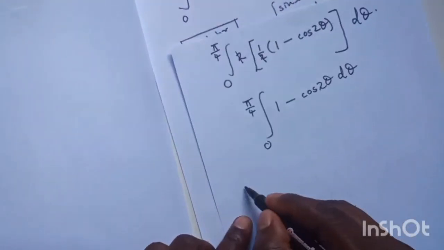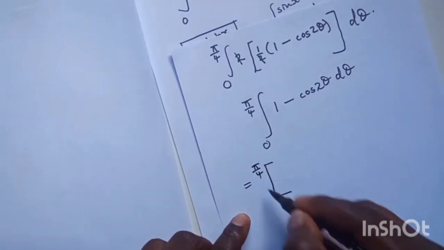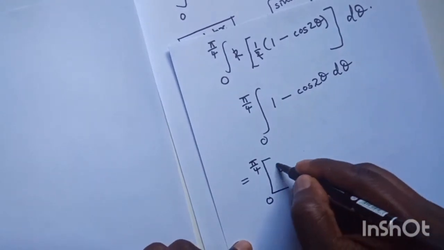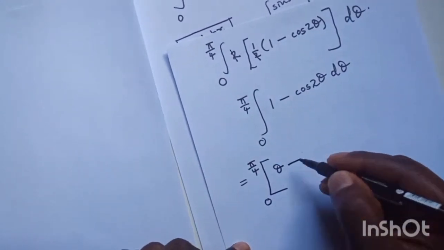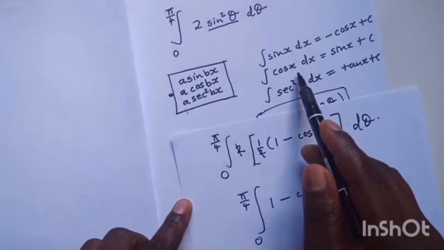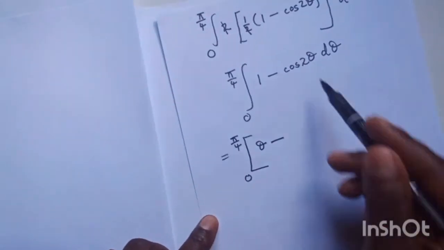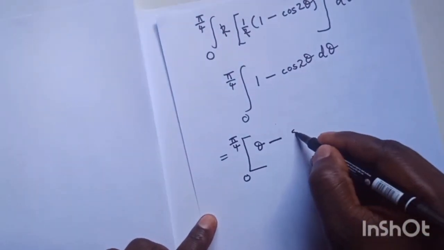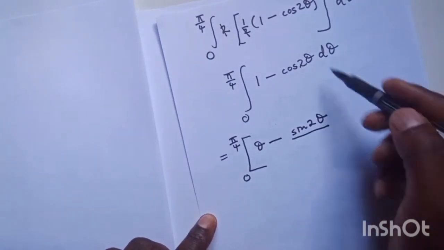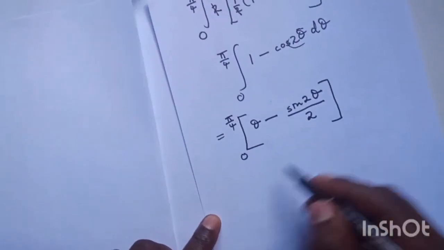Right, so I'm going to put a big bracket. We have upper limit pi over 4, lower limit 0. Integral of 1 is theta, right? Then integral of cos. Remember, I have given you that integral of cos x gives you sine x, right? So integral of cos 2 theta, you start by writing sine 2 theta, but you have to divide by the derivative of 2 theta, which is 2. Then you close your bracket, right?